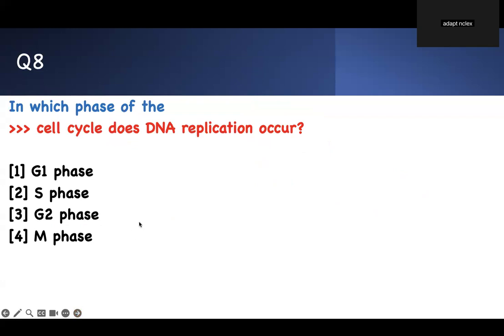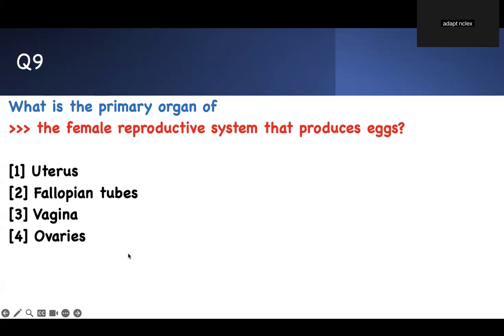You master it. In which phase of the cell cycle does DNA replication occur? DNA, right? You can see that we have G1 phase, S phase, G2 phase, and M phase. DNA replication occurs in the S phase. That's where things try to replicate. So S phase is where DNA replicates. As you can see, I'm just going straight to the point and showing you how you can eliminate the answers.